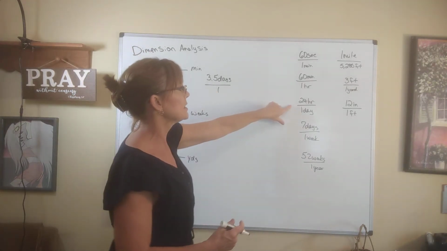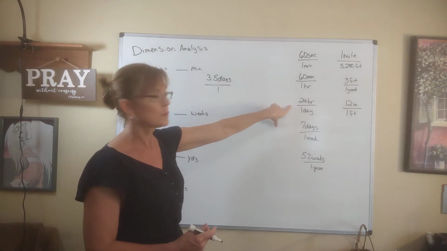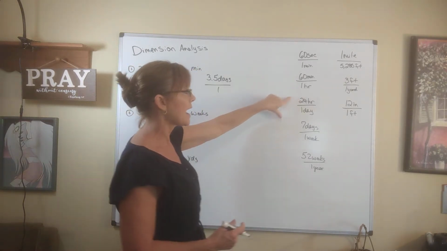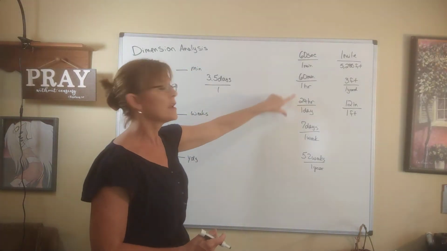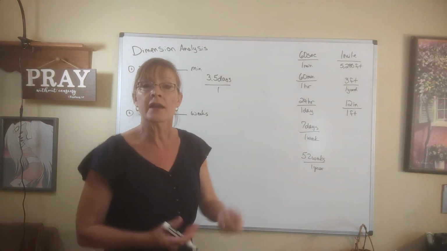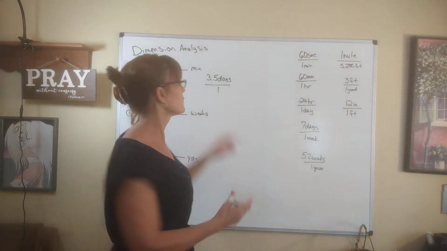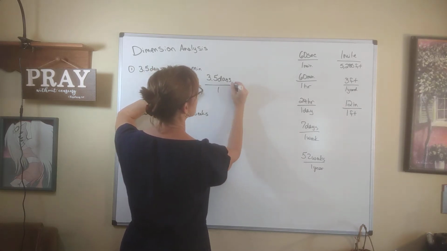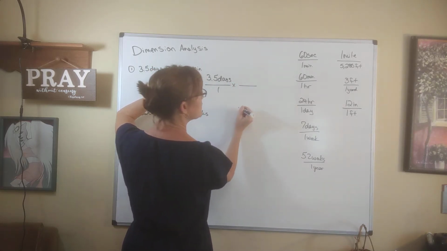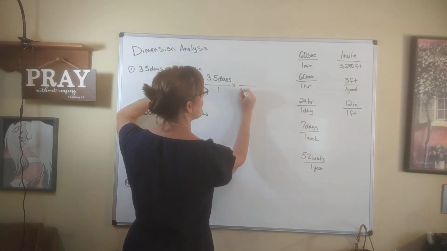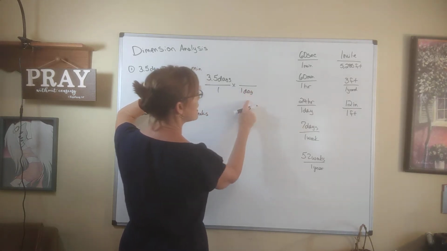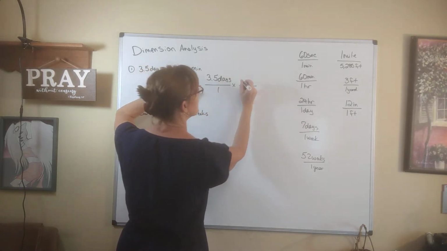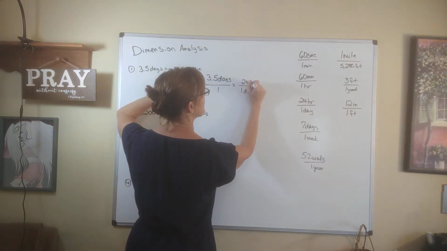So I'm going to choose this one. 24 hours is equal to 1 day. Now I can write this as hours over day or day over hour. It doesn't matter. I write it the way I need to write it. So right here, if I want to convert days to hours, that gets me closer. So I'm going to multiply this by 1 day. I want the day in the denominator so that these will cancel, times 24 hours.